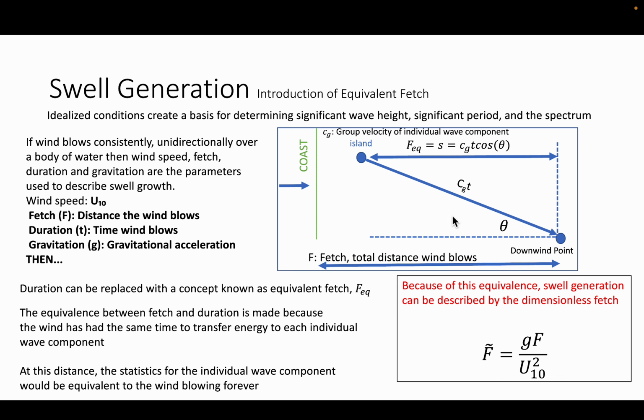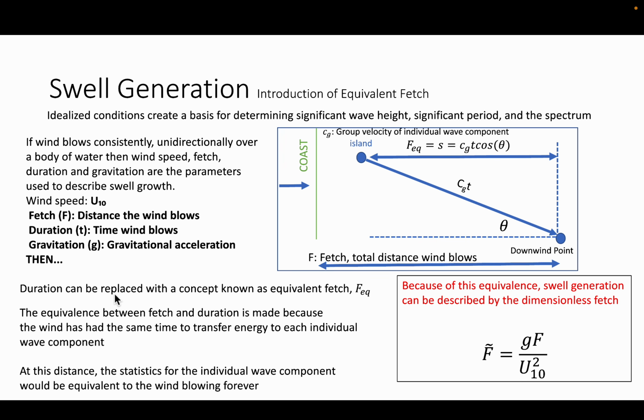So you're at the coast, the wind is blowing this way, and here would be the fetch from the coast to this downwind point. Basically, we're going to imagine that there's a wave component moving this direction to this point. That wave component has a speed of c sub g, and over some time, it's going to travel this distance. This distance would be equivalent to this distance blowing forever. This is called the equivalent fetch. So if the wind blew forever here, it would be equivalent to that individual wave component we tracked earlier.